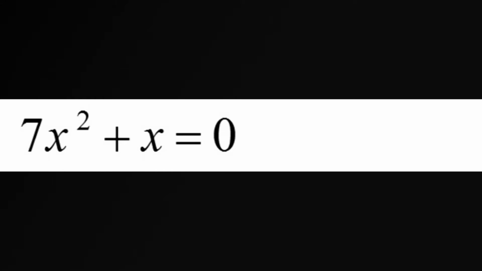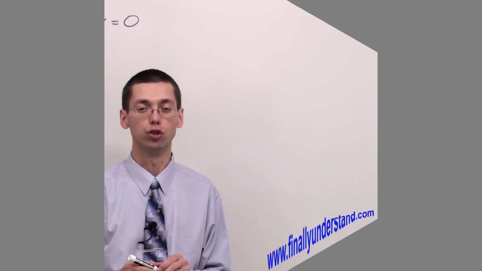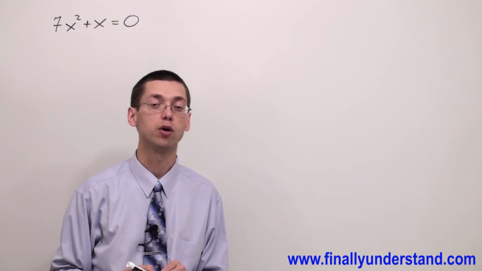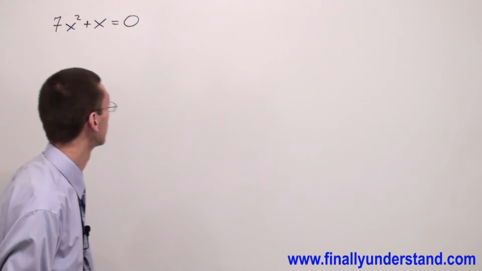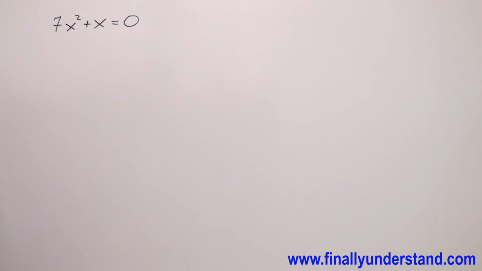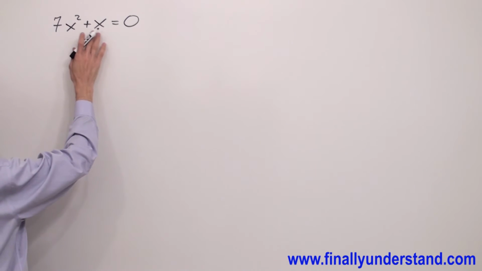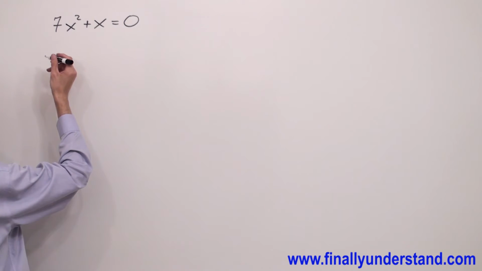Please notice that this time we have a quadratic equation which has no constant. This equation is called an incomplete quadratic equation. And again, we are going to use the method of factoring. Please notice that from these two terms I can factorize x.